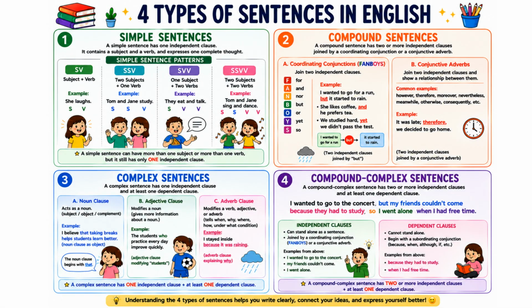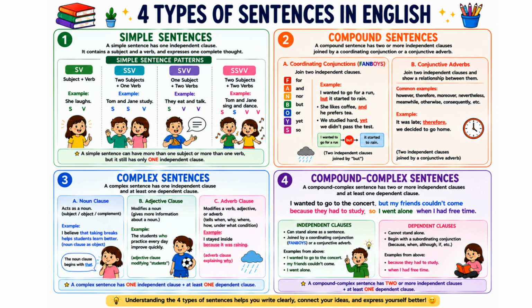Let's quickly review the 4 types. Simple sentence: one independent clause. And remember, it can have more than one subject or more than one verb. Compound sentence: two or more independent clauses, usually connected with fanboys or a conjunctive adverb. Complex sentence: one independent clause plus at least one dependent clause. The dependent clause can be a noun clause, adjective clause, or adverb clause. And compound complex sentence: two or more independent clauses plus at least one dependent clause.